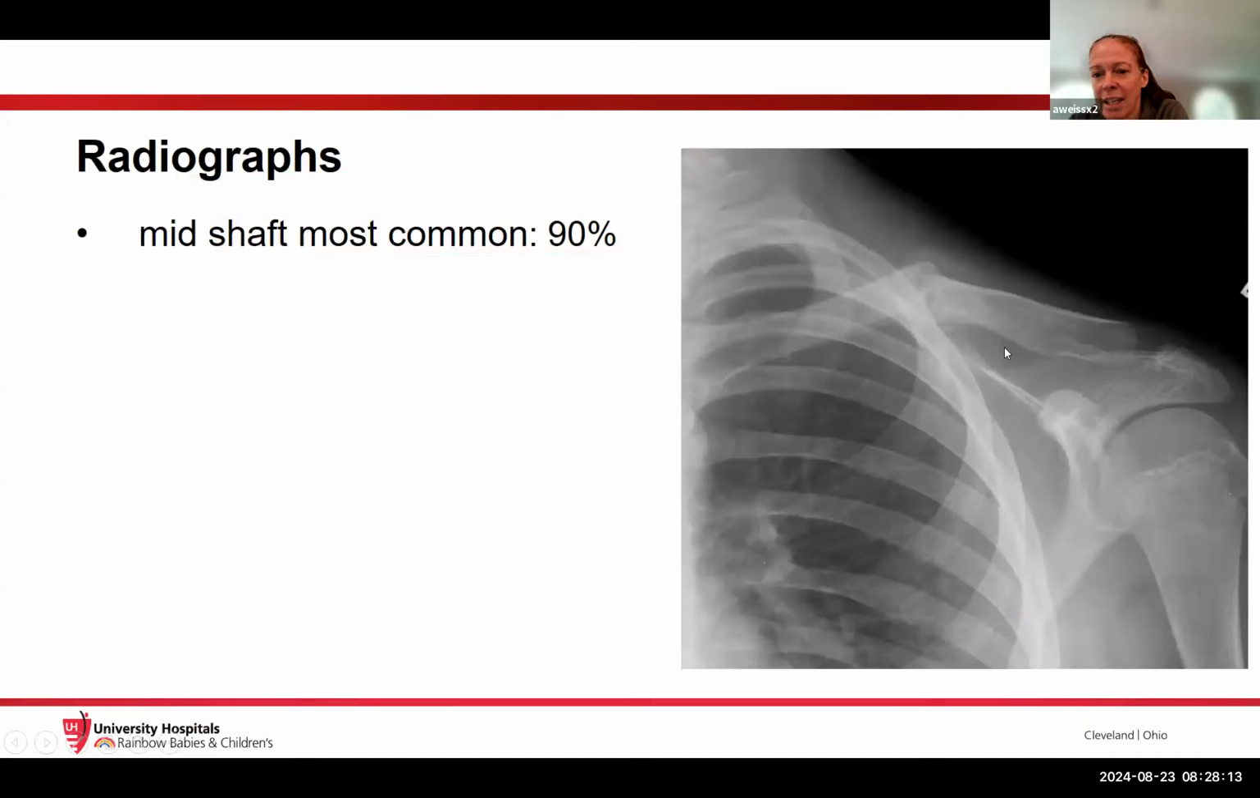So that kid had a standard mid-shaft clavicle fracture, which 90% of the clavicle fractures we see are, and they tend to do fine. We worry about them if there's, and I think I have pictures of this later, significant tenting of the skin, or if there's shortening of the fracture.